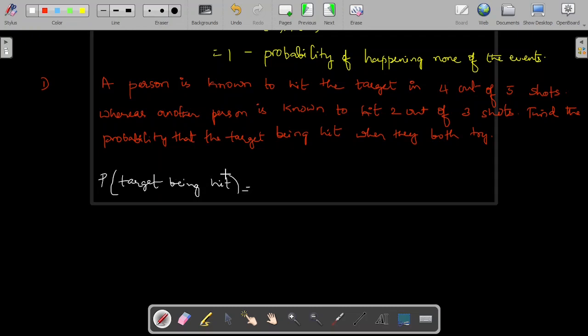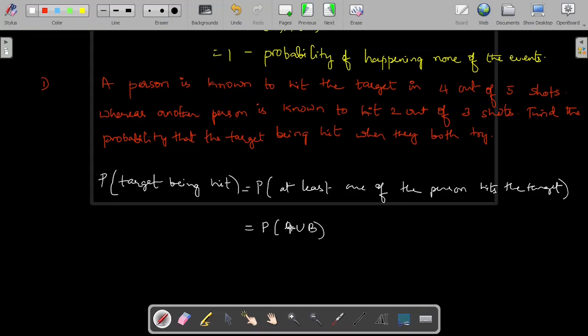The target is hit if at least one of the persons hits the target. Either the first person hits the target, then the target is hit, or the second person hits the target, then the target is hit, or both may hit the target. In that case also the target is hit. Therefore we have to find the probability that at least one of the persons hits the target. So that is nothing but probability of A union B. A means first person hits the target, B means second person hits the target.